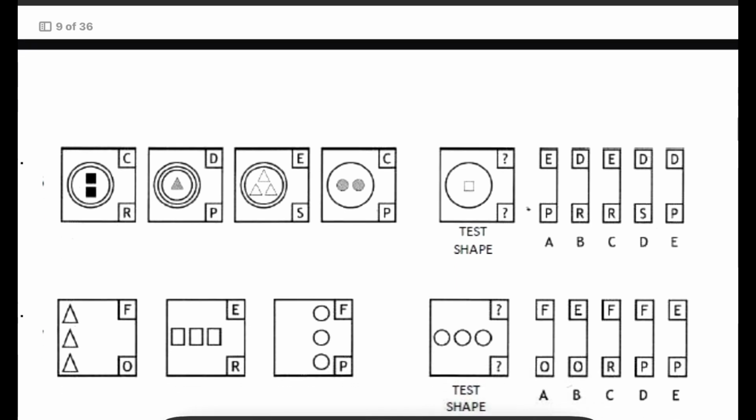Now on to this question. So these two both have a C as the first letter, and they both have two shapes. The test shape has got one, same as this one, so the first letter will be a D.